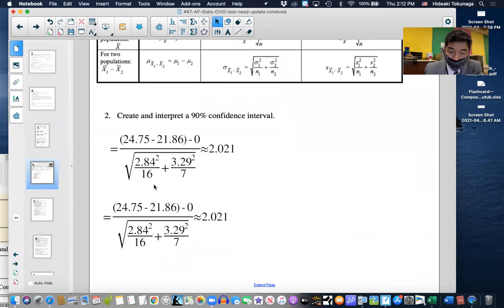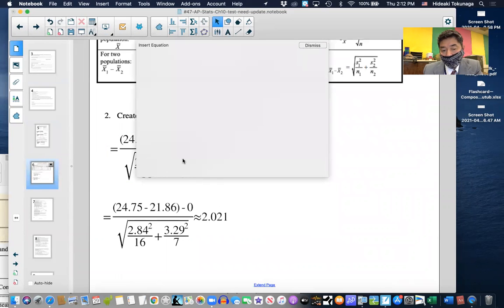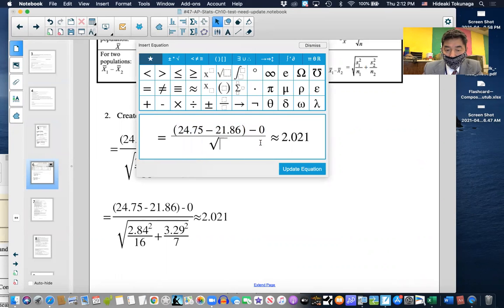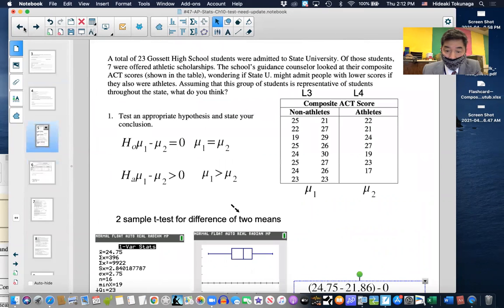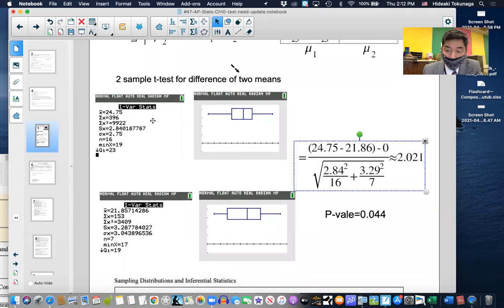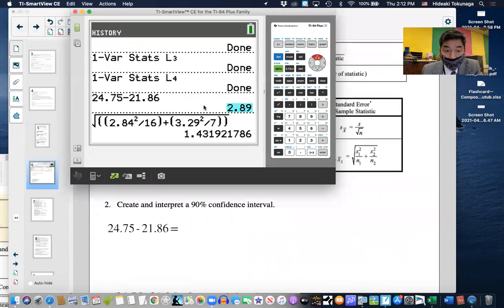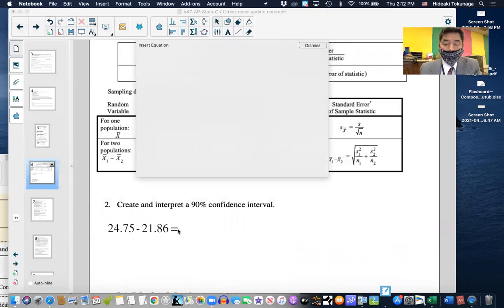Separately, first we need this information, the difference of two means. You need a parenthesis, so just take this off. Let me get the information here, or maybe we can use the calculator. Where's the calculator here? 2.89. So I write down 2.89.